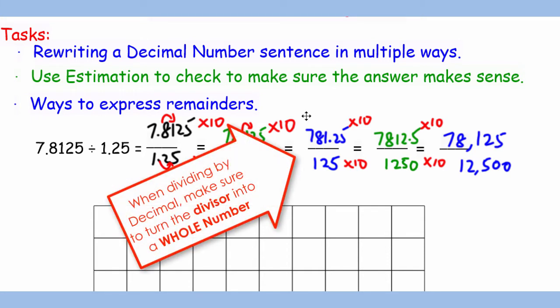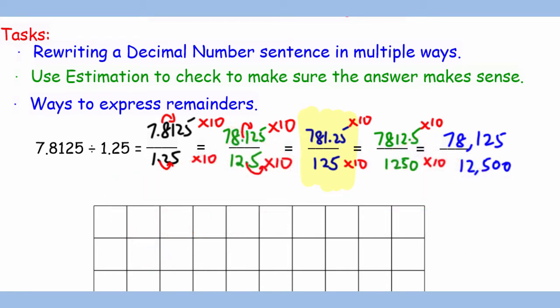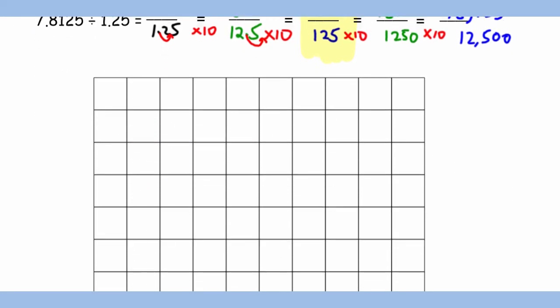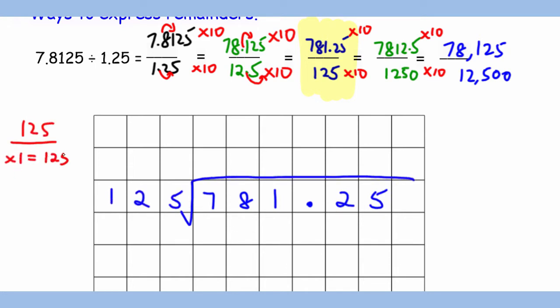The answer is this one right here, because the only thing that you need to care about is the denominator being a whole number. So off the list, that is the first time that the denominator is a whole number. Now putting this into the grid below, you would have 781.25 divided by 125.